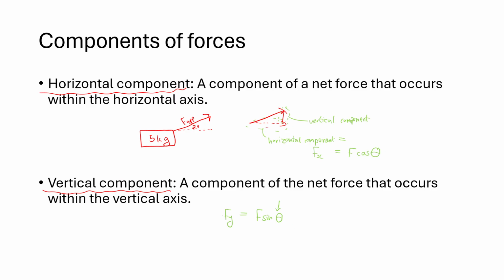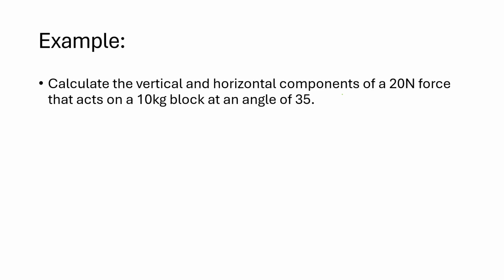Let's jump into a quick example. Calculate the vertical and horizontal components of a 20 Newton force that acts on a 10 kilogram block at an angle of 35 degrees. Well, again, we are going to have to visualize what's happening. So there's our block, and that block is 10 kilograms. And they tell me that we have a 20 Newton force acting at an angle of 35 degrees. So there's my 20 Newton force, and I'm going to call that my F applied. And this 20 Newton force acts at an angle to the horizontal of 35 degrees. Can you guys see that? And they want us to calculate the vertical and horizontal components.